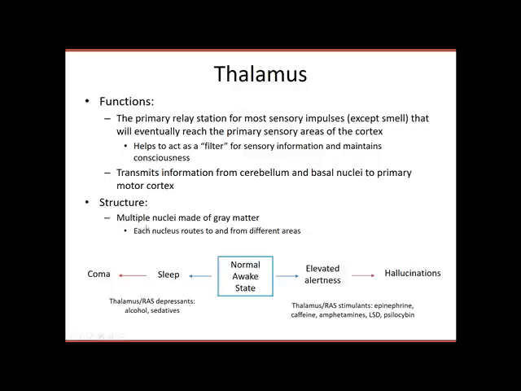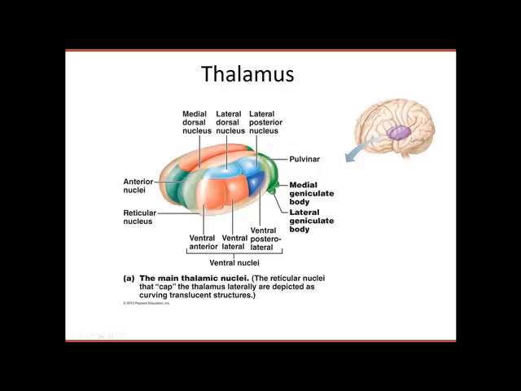Now what it's actually made of is multiple nuclei of gray matter. Remember we learned that a nucleus within the brain is a mass of cell bodies, a mass of gray matter. When we look at the thalamus, again, it's that egg-shaped part. There are 2 halves to it, 2 eggs, one in each hemisphere. And highlighted in color, here are all of the different nuclei. Each one of those nuclei will receive and transmit different types of information.